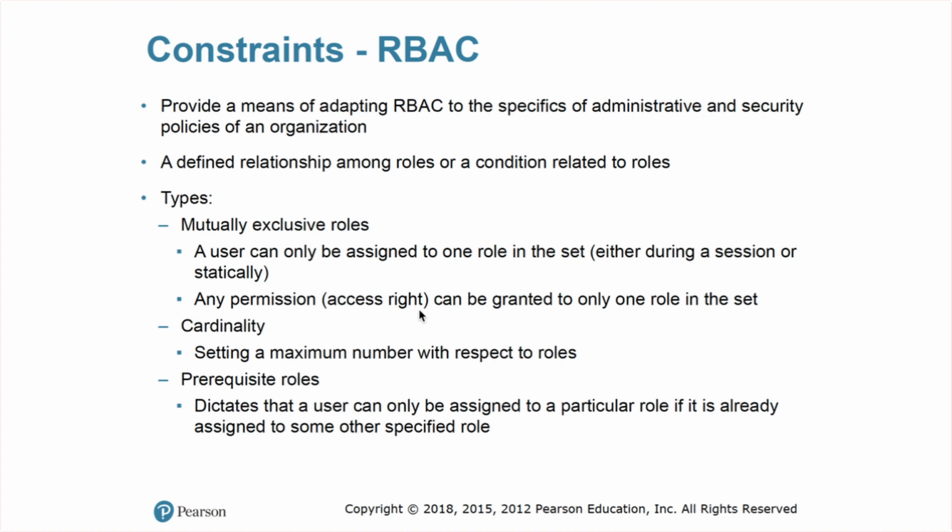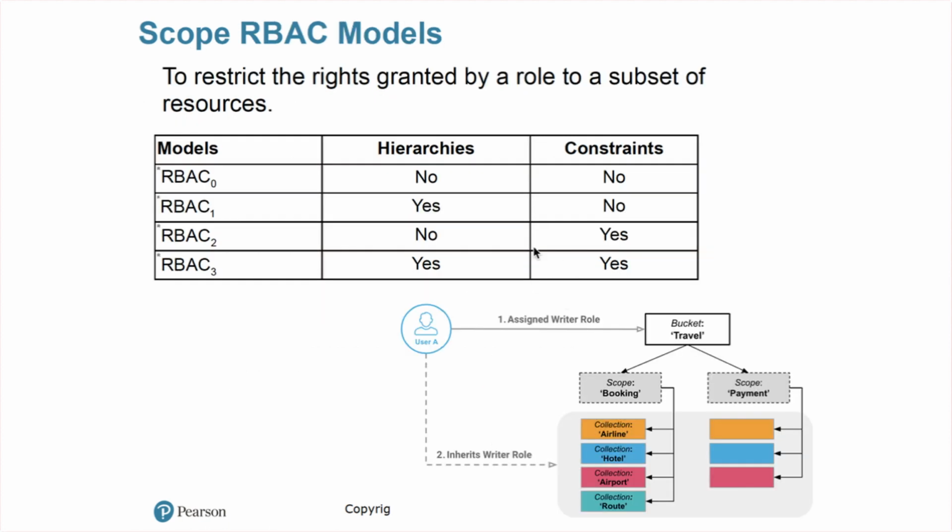Next, any permission access right can be granted to only one role in that set. Cardinality sets a maximum number with respect to the roles. Pre-req roles dictate that a user can only be assigned to a particular role if it is already assigned to some other specified role. So basically, for the next level role assignment, the previous level is a pre-req in that case.